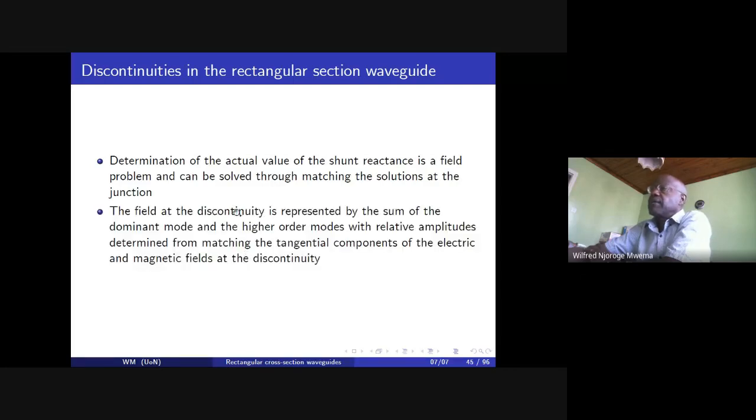So the field at the discontinuity is represented by the sum of the dominant mode and the higher order modes, with relative amplitudes determined from the matching of the tangential components of the electric and magnetic fields at the discontinuity. We know that the tangential components of the electric field must be continuous across the boundary, and the magnetic field as well. But when we have perfectly conducting surfaces, we know that the magnetic field is going to be discontinuous, and the electric field will vanish.